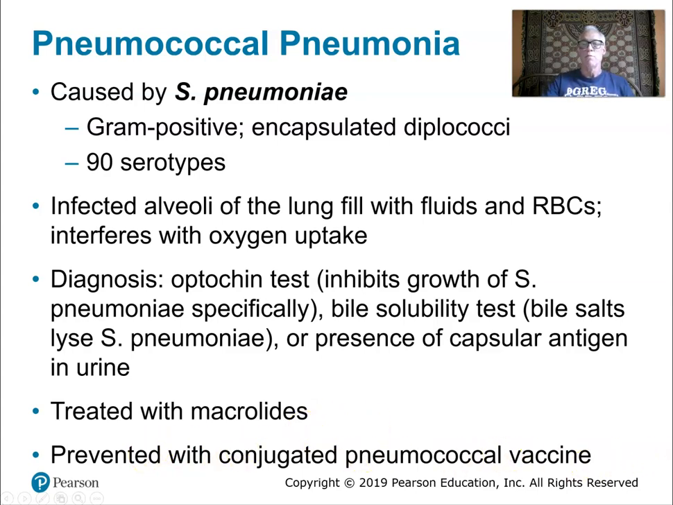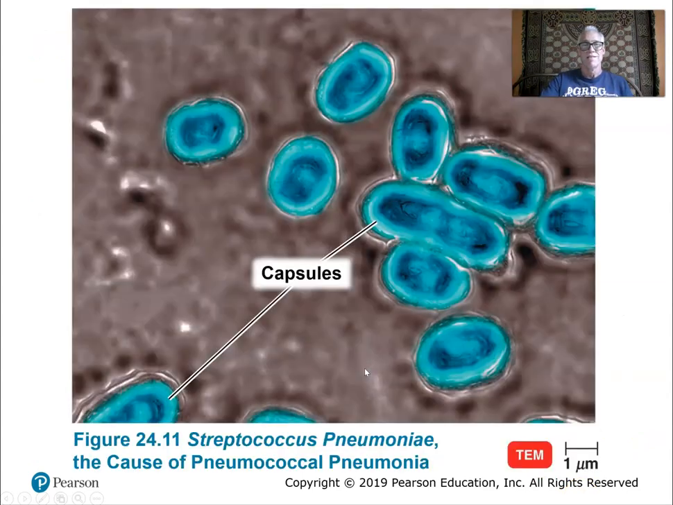We don't have as much Strep pneumonia in this society because of our use of the conjugated pneumococcal vaccine, the strep polysaccharide capsule conjugated to the diphtheria toxoid. Said that funny, didn't I? Got it. So there's some encapsulated streptococci.